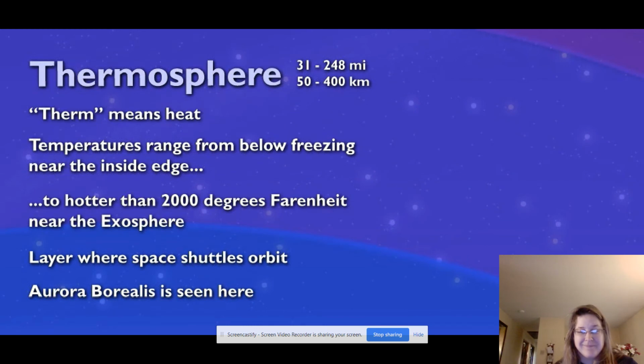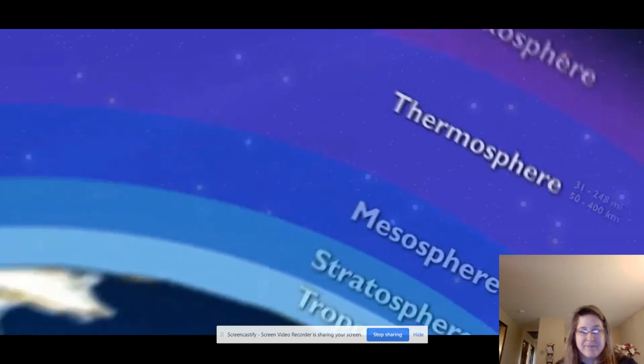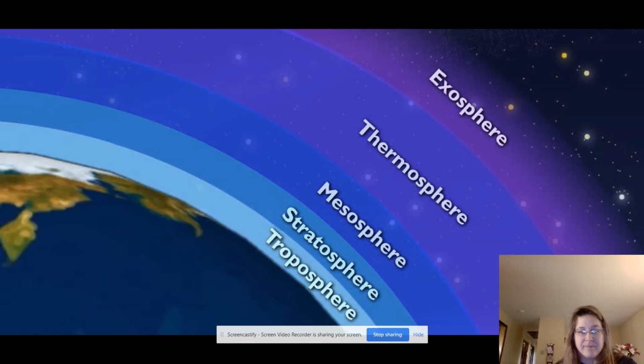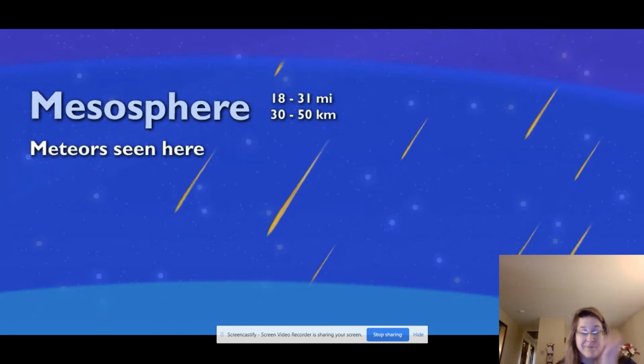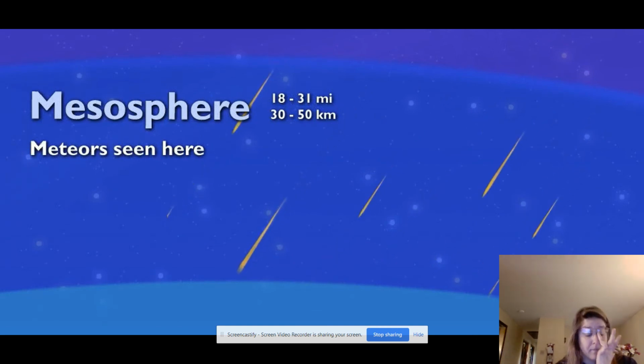Hey, wait. Whatever happened to meteors? Where do those come in? Actually, you're right on track. Next is the middle layer, the mesosphere. This is where we'll see the meteors tonight. That's gonna be so cool. I can't wait. Me neither.